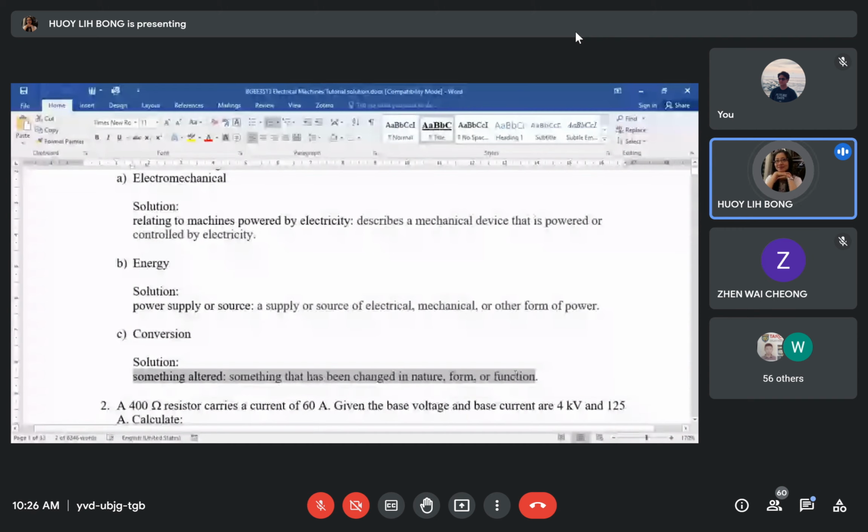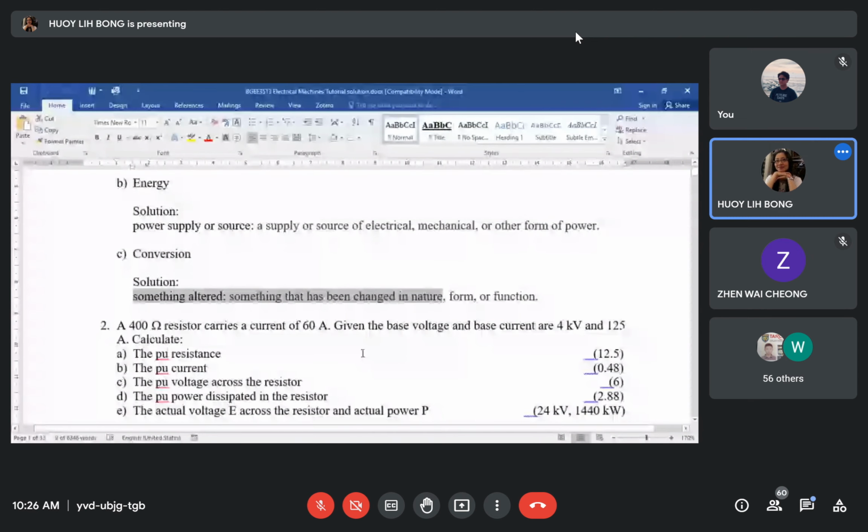So if you want to find related books or material, you can also type in these 3 words here. If not, you can go to the library website. You can just key in electrical machines. If you want to find books, that's how you find. Just type the subject's name.